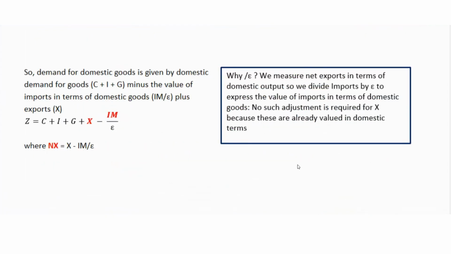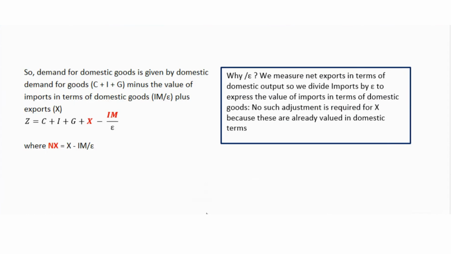So demand for domestic goods is given by domestic demand for goods, C plus I plus G, plus exports, because through exports, we're adding the demand for domestic goods coming from foreigners. And we need to subtract the value of imports in terms of domestic goods, for which we divide by the exchange rate. And the reason we subtract imports is because you want to remove that part of C, I, and G that's spent upon foreign goods, because we're only interested in domestic goods bought by domestic residents or foreign residents, right?